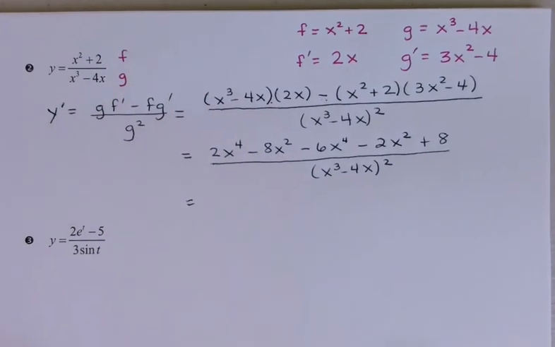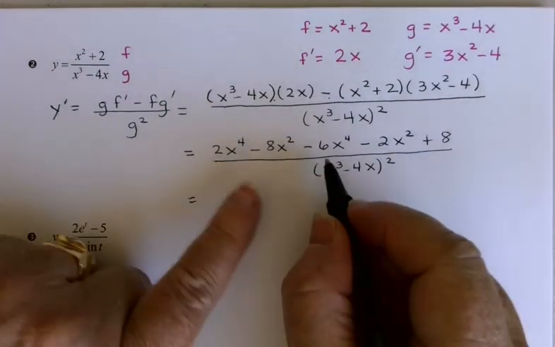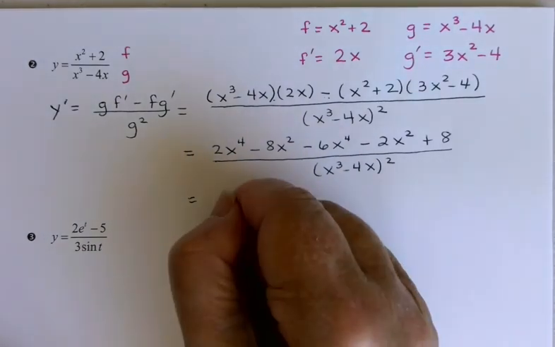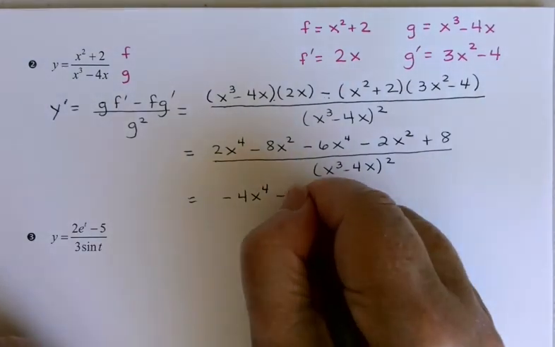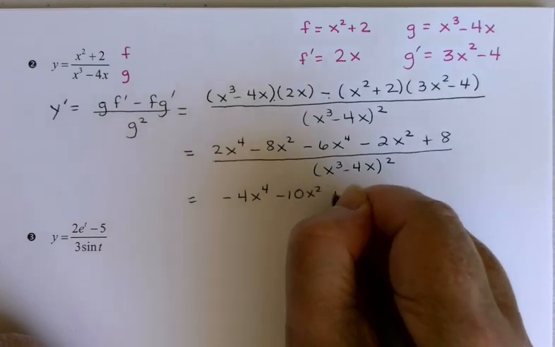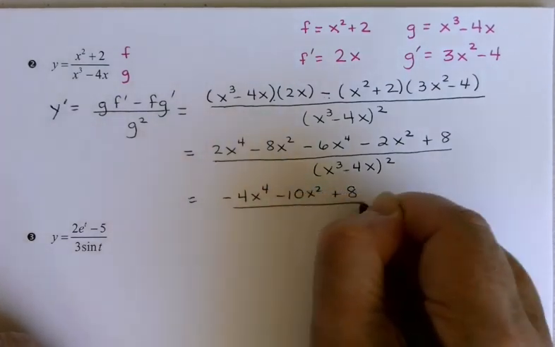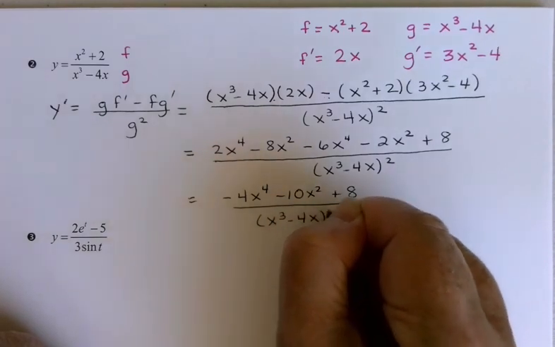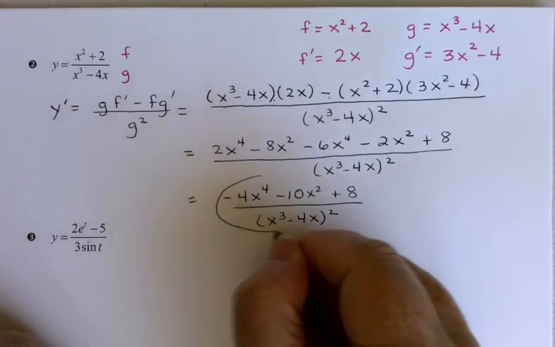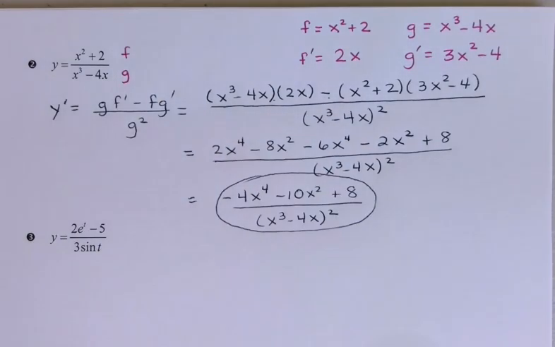All right, now it's just tidying up, right? We have a negative 4x to the 4th, a negative 10x squared plus 8. And again, the denominator, I'm not going to bother multiplying that out. You can if you want to, but it's already in a nice factored form, so I'm just going to leave it that way.